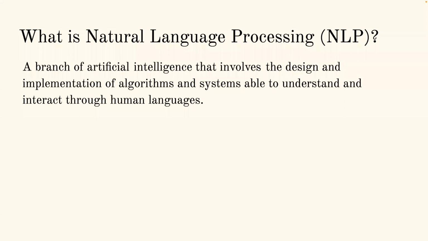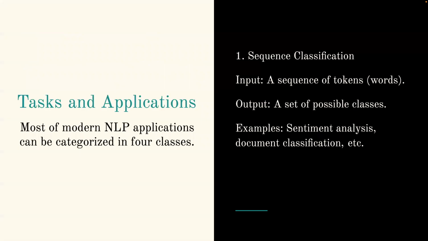Yeah, so what is natural language processing? Well, if I had to put this in a single sentence, it would be this: it is a branch of artificial intelligence where we design and implement algorithms that can understand human language and can interact by using human language. Now, the easiest way to understand what we do in this field called NLP is to look at its applications. And we can classify the applications into 4 categories.